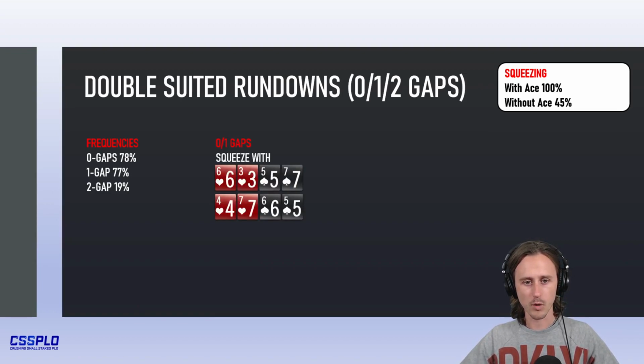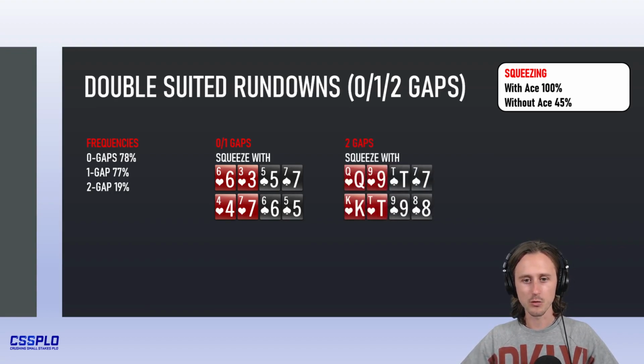0 gaps and 1 gap, you're going to squeeze with the bottom hands, which are like 7 6 5 3, 7 6 5 4. Like this is the absolute bottom. We're not squeezing 6 high and 5 high double suited rundowns. That is way too loose and way too marginal. But this combination in a GTO setting would still be okay.